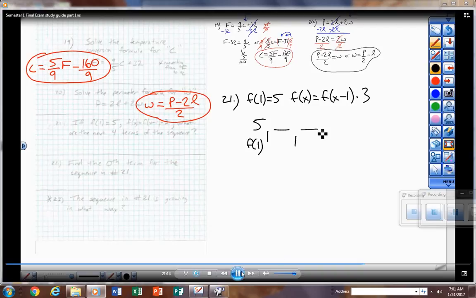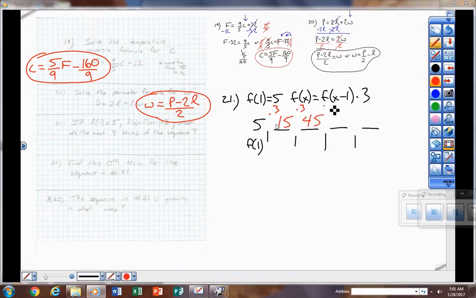So again, to find those next 4 terms, start with 5. And then take that 5, multiply by 3, and that will give you the second term, which is 15. To find that next term, take 15, times that by 3, which will give me 45. Take that 45, multiply that times 3, and that will give me 135. And then when I multiply that times 3, that will give me the last term, because again, I'm trying to find the next 4 terms. And that will give me 405. So those next 4 terms are 15, 45, 135, and 405.